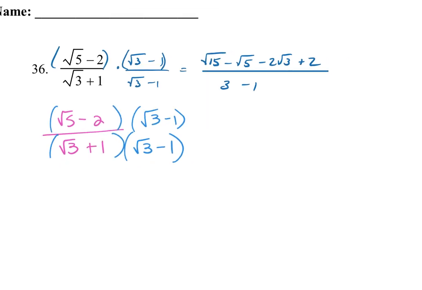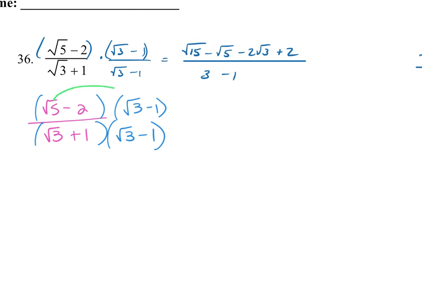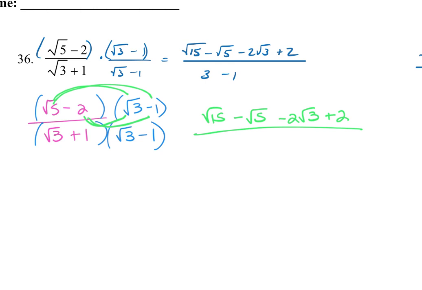So in the top, I've got to FOIL it out. Root 5 times root 3, which is root 15. Root 5 times negative 1 minus root 5. Negative 2 times root 3, negative 2 root 3. And negative 2 times negative 1, positive 2. That whole thing is my numerator. None of them are like terms, so it looks weird, but it's going to stay that way.